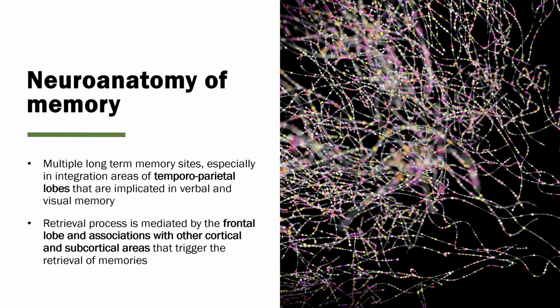So with that in mind, also on that same topic of the neuroanatomy of memory, we know that there's multiple long-term memory sites in the brain. Especially in those integration areas like the temporal parietal lobes, those are highly implicated in verbal and visual memory. The retrieval process is also mediated by the frontal lobe and its associations with other cortical and subcortical areas. So again, all of those different places can really impact the retrieval of memories for people.